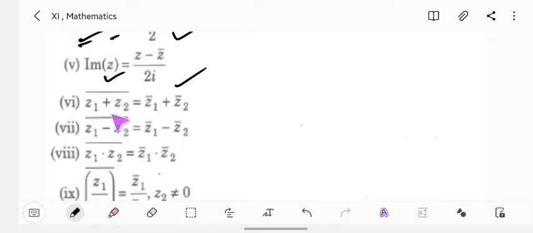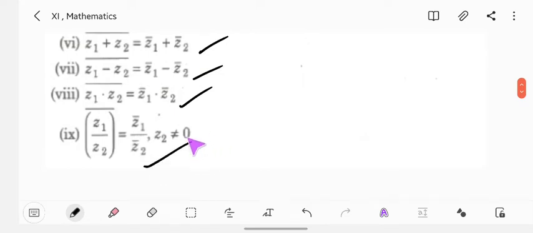The conjugate of the sum of two complex numbers z1 plus z2 will give you z1 conjugate plus z2 conjugate, individually and separately. The same goes for differences, multiplication, and division also. Here z2 is not equal to 0. If it is equal to 0, the result will be not defined.